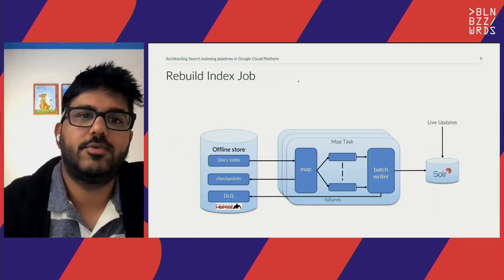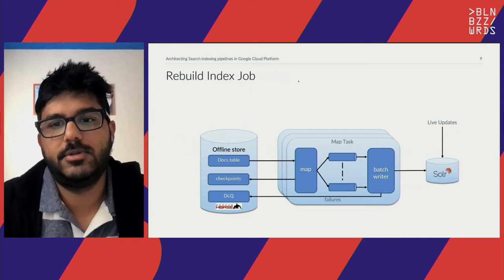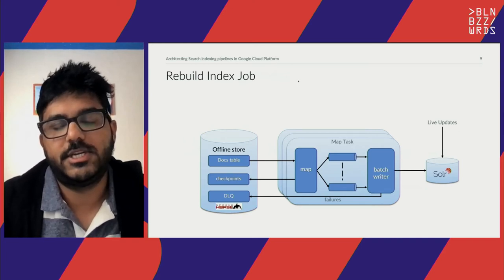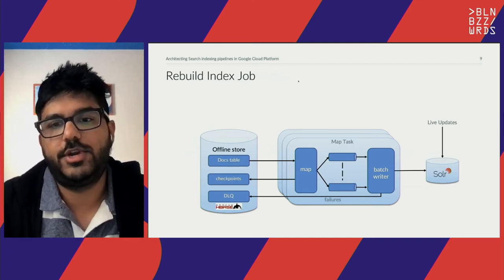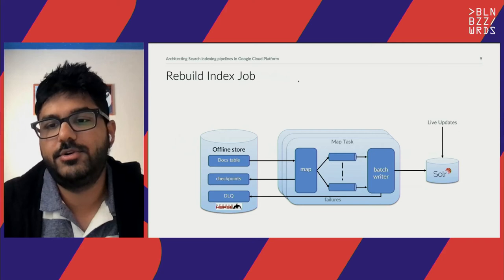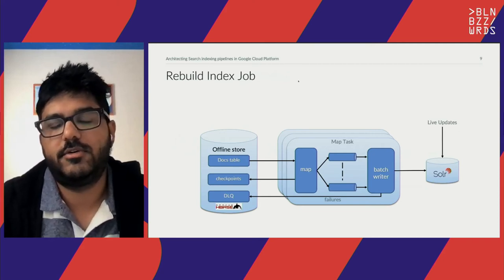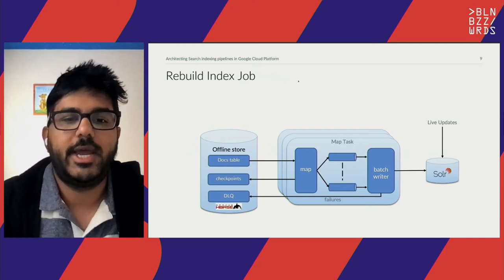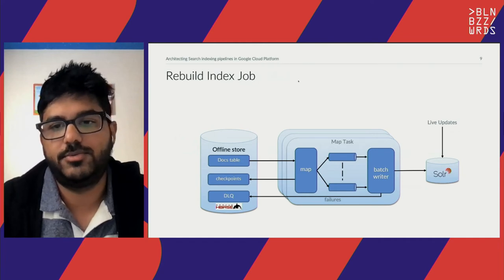And to rebuild, we run a MapReduce job against the document table. The mapper tasks basically distributedly scan the document table and then construct batches for each shard, and the batch writer writes them to Solr. The batch writer internally also takes care of retrying failures with exponential backoff, and if it fails to recover, then it writes the rows to a dead letter queue.